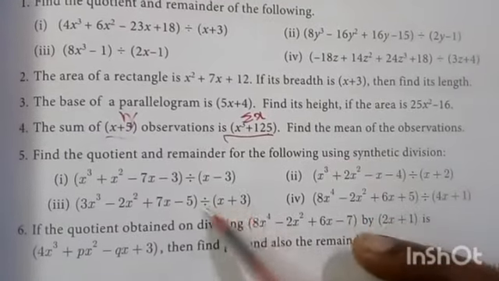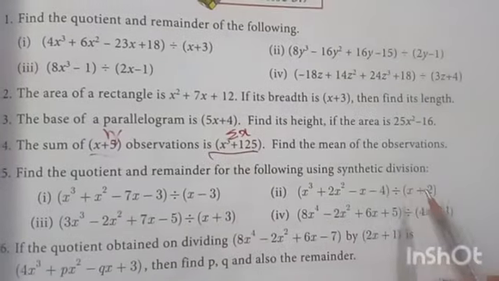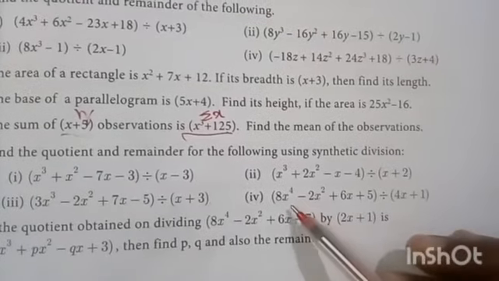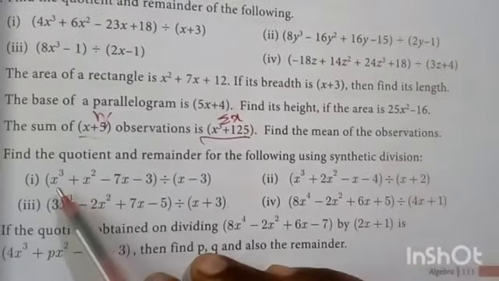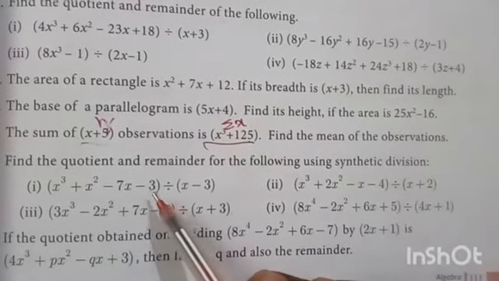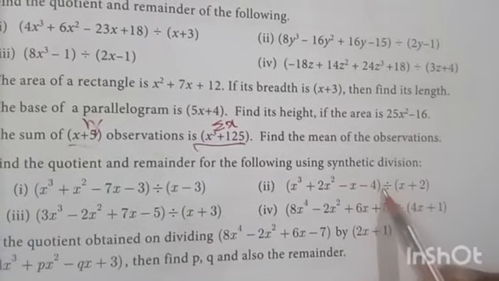For the first three problems, the divisor is the same kind, so the method is the same. The last problem has 8x power 4 in the dividend. First you have to check that all the dividend terms are in standard form, with the powers in order. Otherwise, we have to make it standard form.